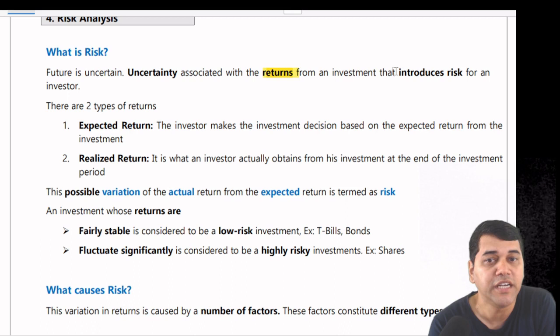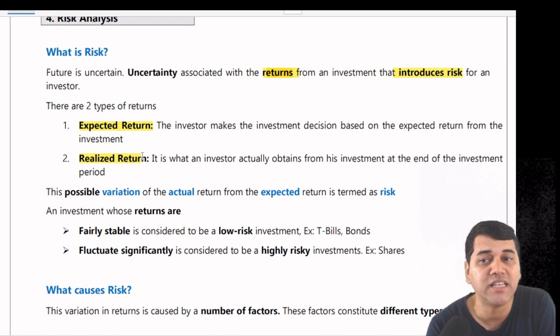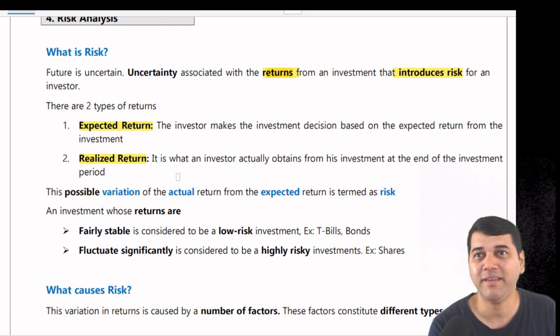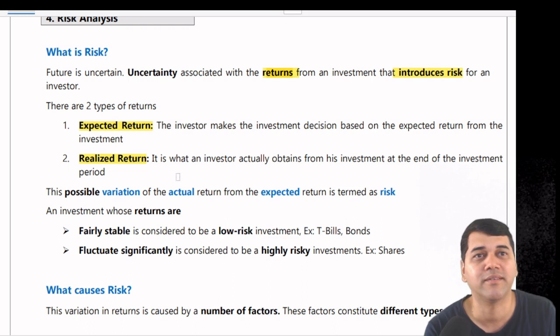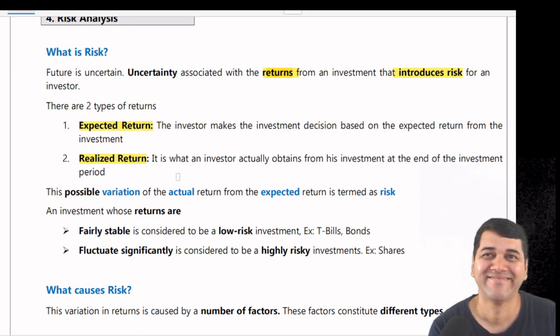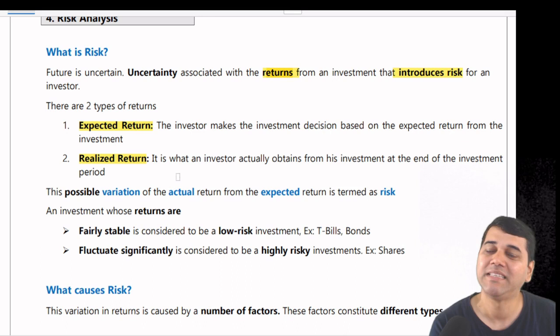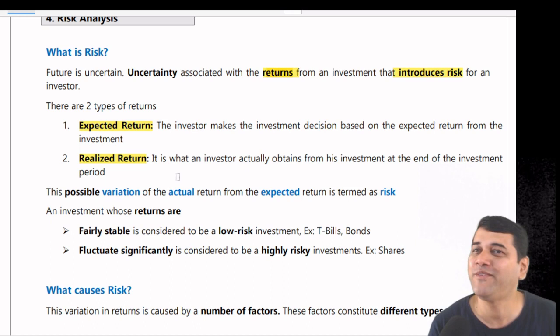There are two types of return called expected return and realized return. Expectation is what you are expecting. Realized is what actually happens. And when your expectation matches reality, you are happy. There is one book, Psychology of Money. He gave one beautiful equation for happiness. What is happiness? Reality minus expectation. Fantastic, that is happiness. If you are not expecting anything, whatever you get, you feel very happy.